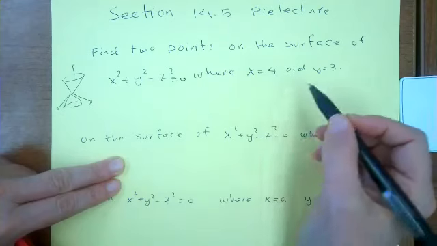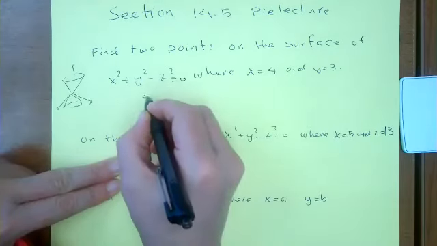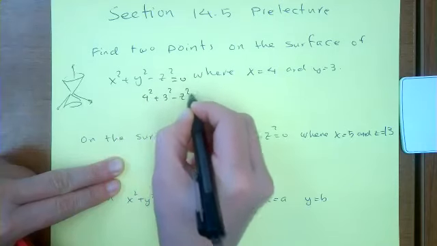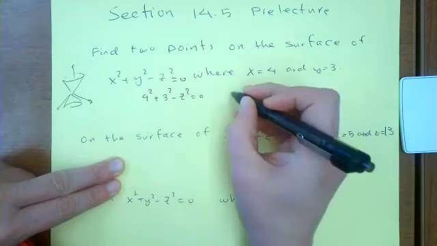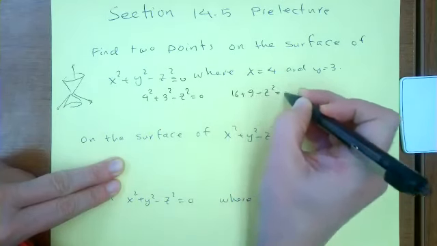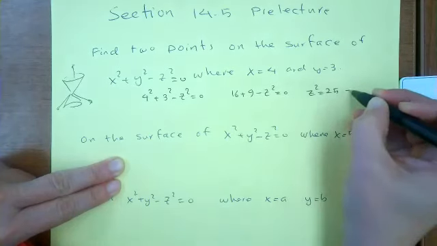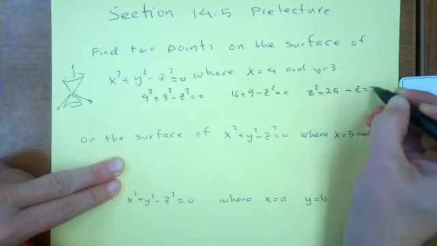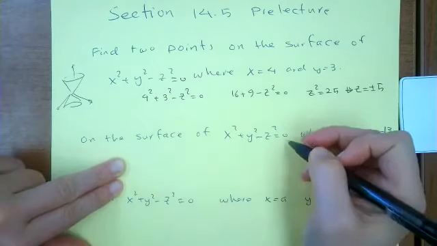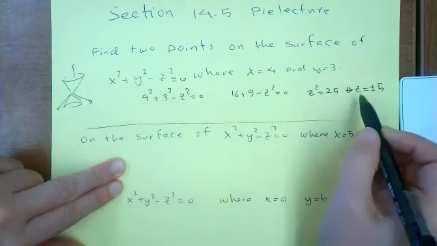But here it's an implicit surface, so I have to plug in 4 for x, 3 for y, and solve for z. So it's 16 plus 9 minus z squared equal to 0. Therefore, z squared is equal to 25, and z equals plus or minus 5. 2 answers. And this is why it's not an explicit function.